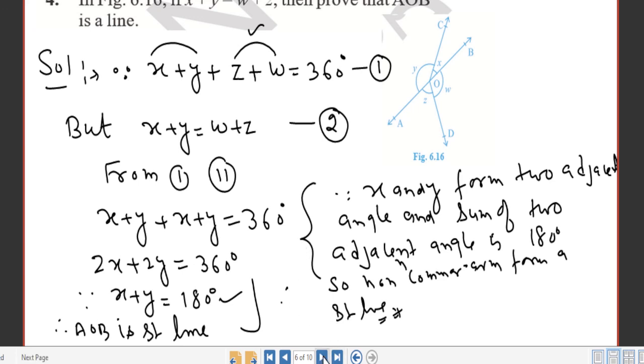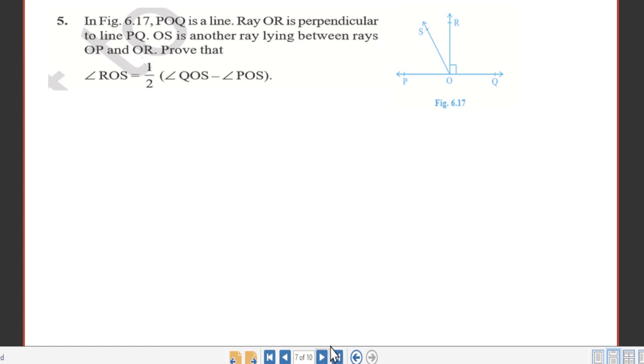Next question, question number 5. This is a very easy question, but it is important from the point of view of examination. In figure 6.17, POQ is a straight line. Ray OR is perpendicular, that means that angle is equal to 90 degree. OS is another ray lying between rays OP and OR. We have to prove this one.